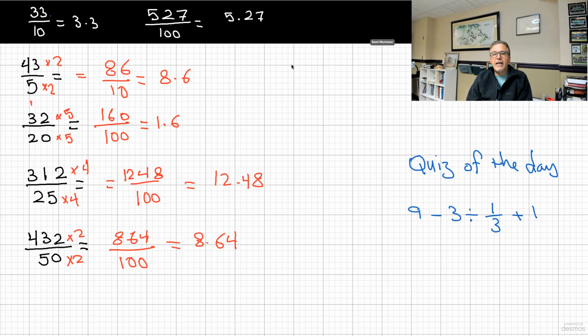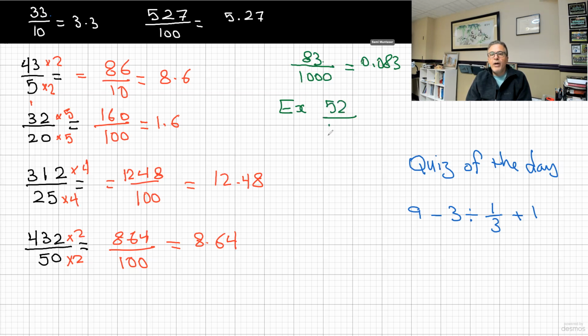Here's another one if you like, over 1,000. Let's say we have 83 over 1,000 and we want to divide it. Because you have 3 zeros on the bottom, you move the decimal 3 to the left. So that will give me 0.083.